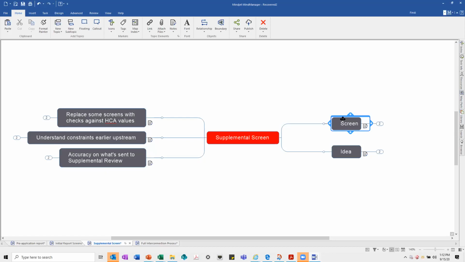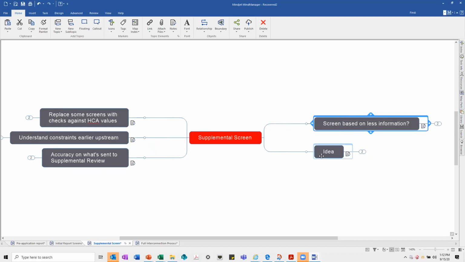I also heard here screen based on less information. Is there potential to do that? Anybody else? Any other great ideas floating out there in your mind? Like, oh, if I was Xcel, I would do it this way.